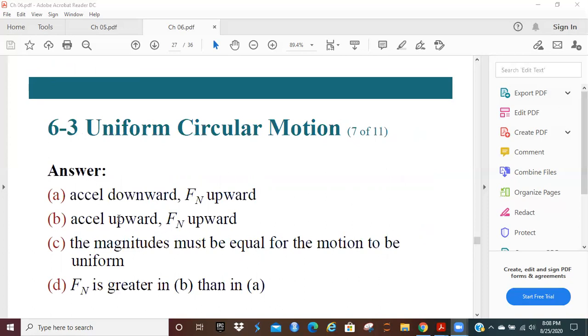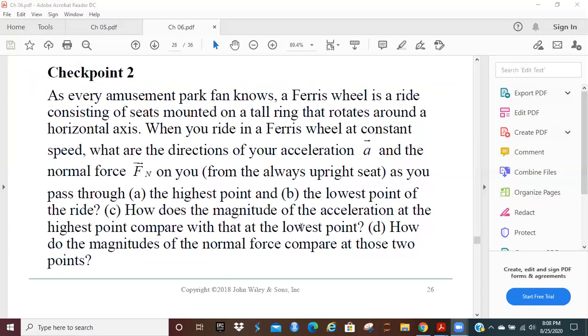Oh, wait. The acceleration is upward. The normal force is upward. I'm sorry. I made a mistake on that. I think I told you that it was down. It's actually up. Let me draw that again.